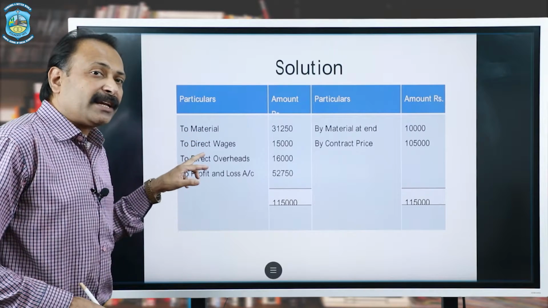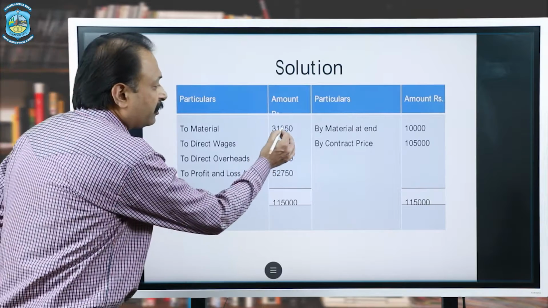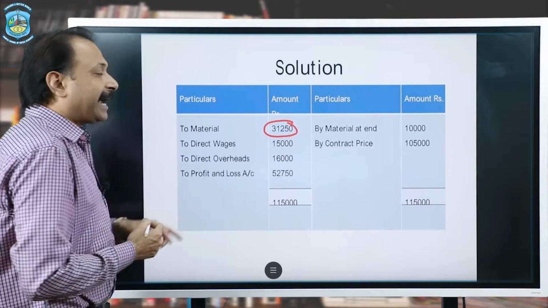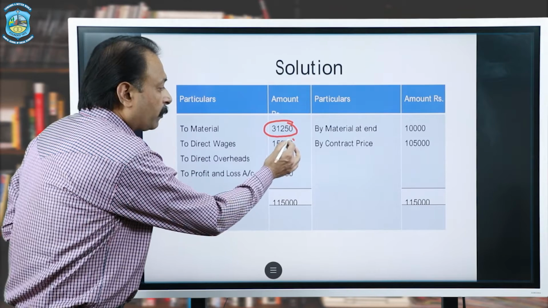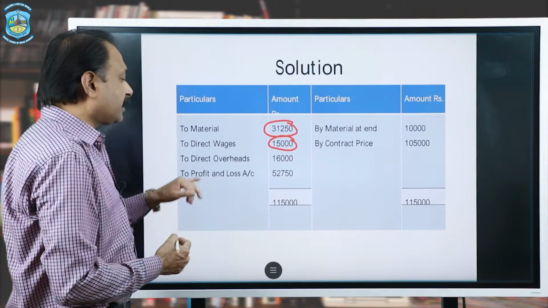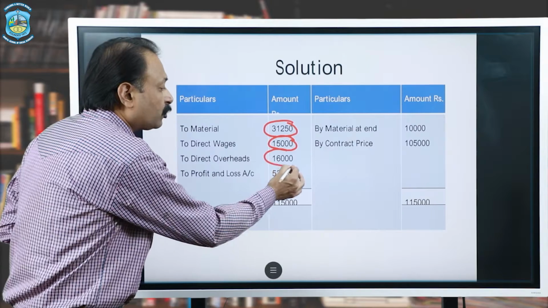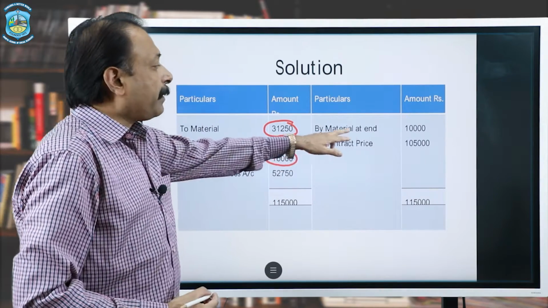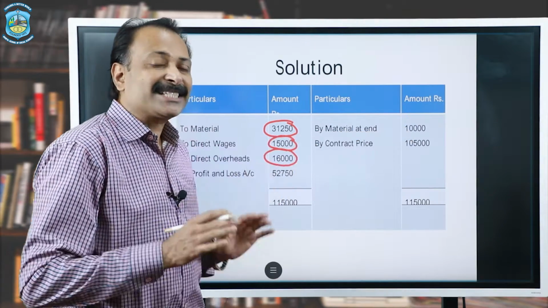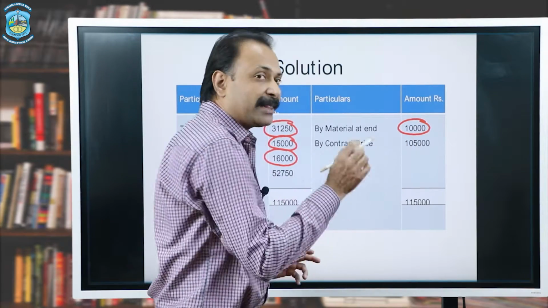So as per the information given in the question, material costing 31,250 rupees, that is an expenditure. Then direct wages, the amount paid to employees, 15,000 rupees. Then direct overheads are 16,000 rupees. Then, to profit and loss account, we have to calculate by material at end, that is the closing value of material, that costs 10,000 rupees, already given in the question.